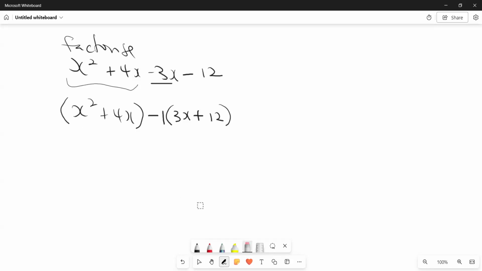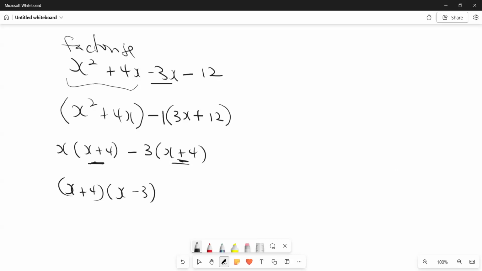Good. So let me finish this one. You take x as common, get x plus 4. Take out 3 here, so you have x plus 4, because you want these two brackets to be the same. If they're different, it wouldn't work. So you put x plus 4, bracket x minus 3. That's one way. If you want to avoid this problem, and you think you're going to be tricked and wouldn't know what to put in there, this is what you could do.